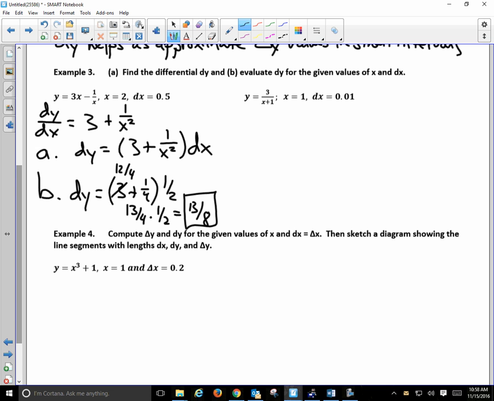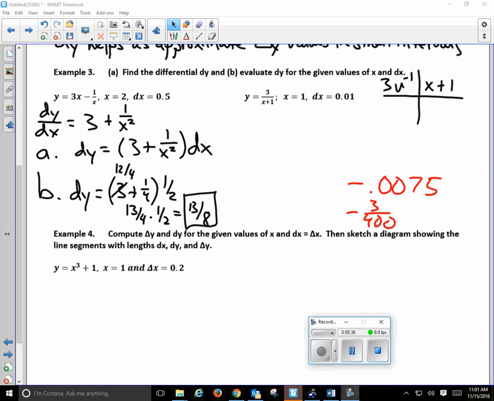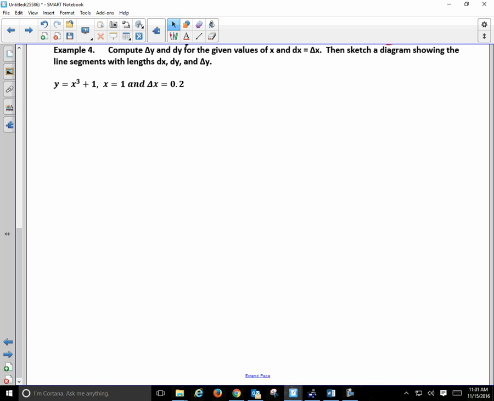You're going to try the next one on your own, but first, what rule would you use to find the derivative of 3 over x plus 1? You can use the quotient rule. I would encourage you to raise x plus 1 to the negative 1 instead. The answer is negative 0.075, or negative 3 over 400. Let's try an example where we're actually looking at the graph.